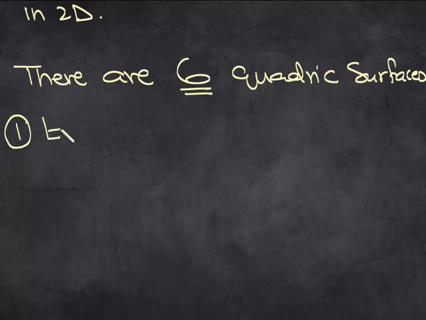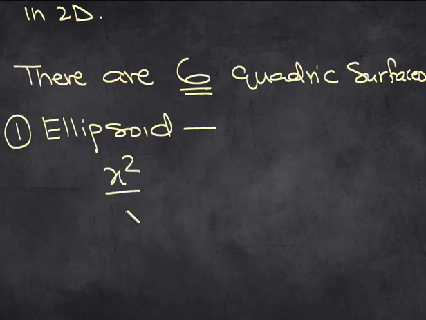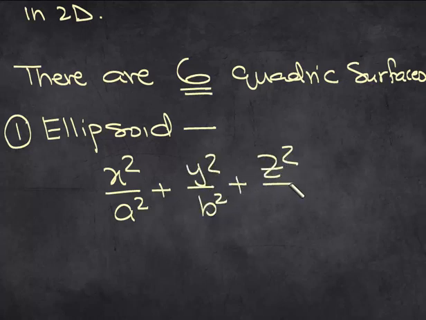The first one is called an ellipsoid. It looks something like this. You have x squared over a squared plus y squared over b squared plus z squared over c squared is equal to 1. I do not want you to memorize this. If I gave you something like this with numbers instead of a, b, and c, you can't just tell me it's an ellipsoid. You have to tell me why it's an ellipsoid. Because there's only 6 of them, you can easily memorize them, but it's better to learn because down the road you might forget what they are.